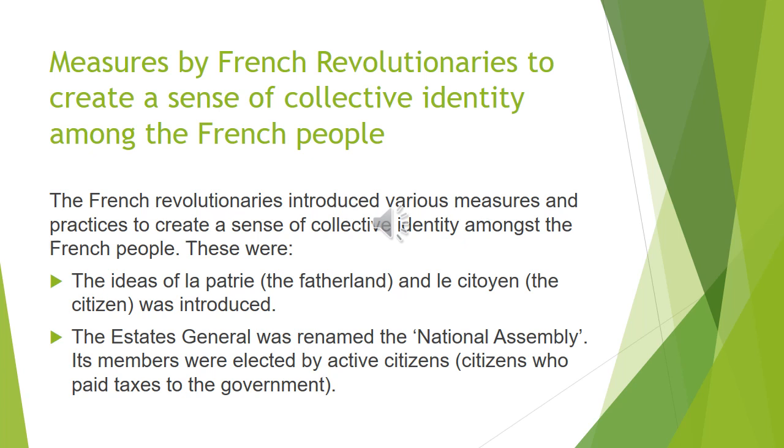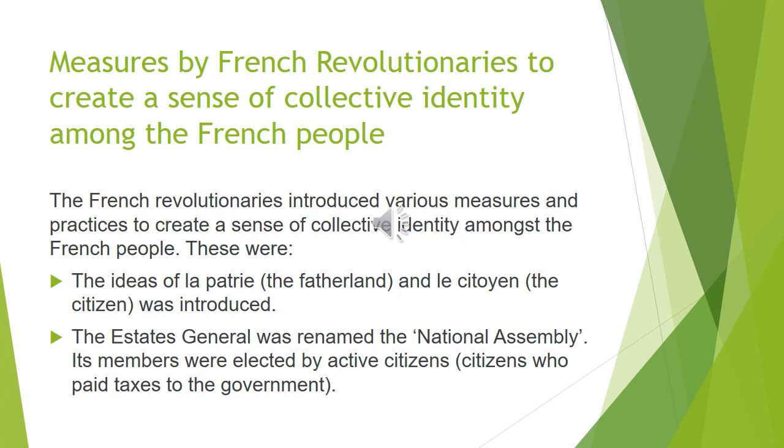As we have come to know, the French Revolution gave the first clear expression of nationalism. This was possible because of the measures taken by the French revolutionaries to create a sense of collective identity among the French people. They took steps to create this collective identity, to create a sense of belongingness among the French people. The first step was that the ideas of la patrie, that is the fatherland, and les citoyens, the citizen, were introduced. That is, the French people would consider France as their fatherland. This would unite all the French citizens. The idea of les citoyens was also introduced so that there would not be any differences of status among the French citizens. All of them would enjoy equal status as citizens.